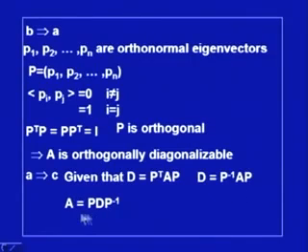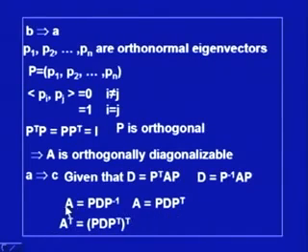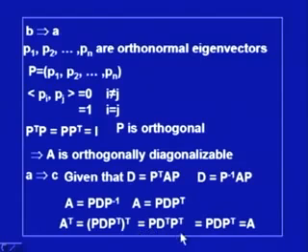So, we can write down A is equal to PDP inverse from here, and that means A is equal to PDP transpose. From here we can calculate the transpose. A transpose is equal to (PDP transpose) transpose, and further simplification will give me A transpose is equal to A. That means the matrix A is symmetric. Now, this completes the proof of this part.